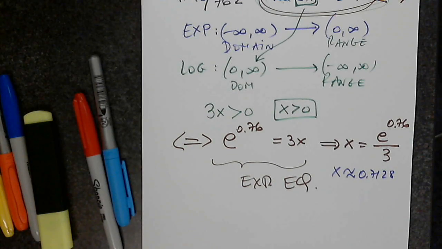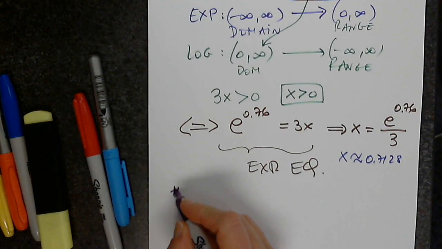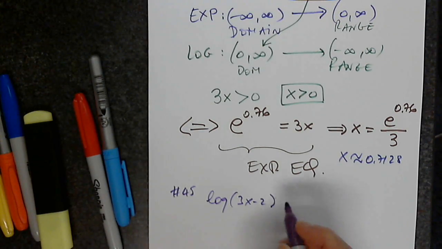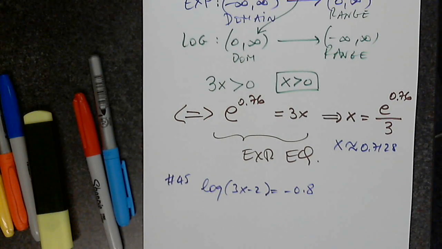Okay. Here's another one, 45. Log of 3x minus 2 equals negative 0.8. One minute. Okay, 2 minutes. I want to see the restriction first.